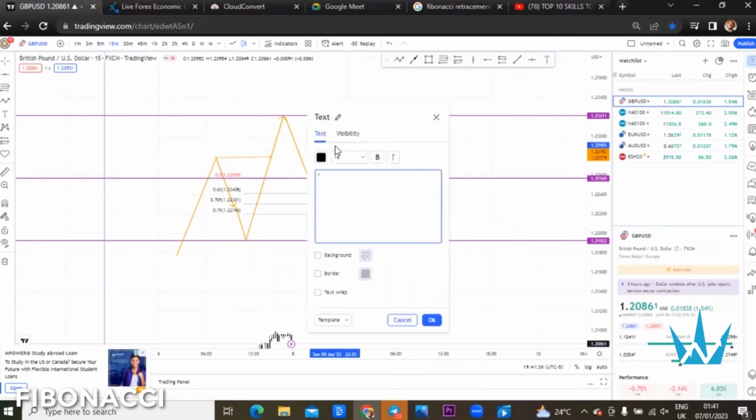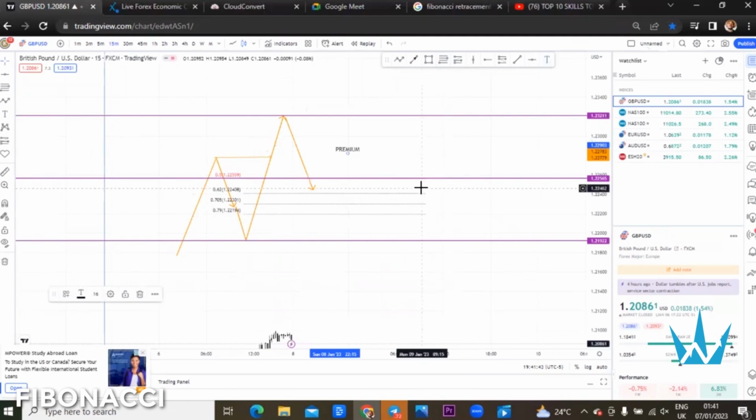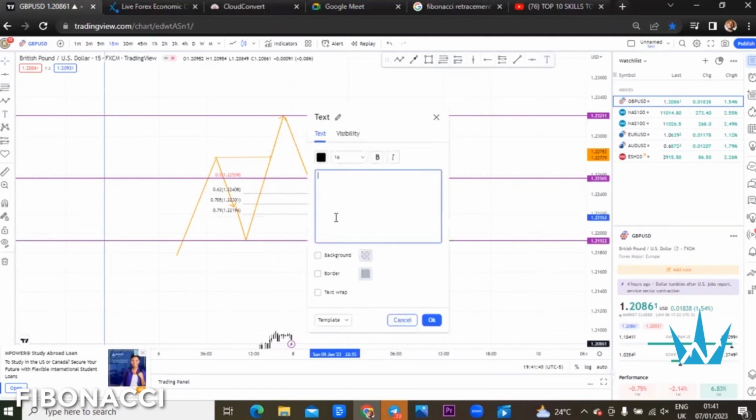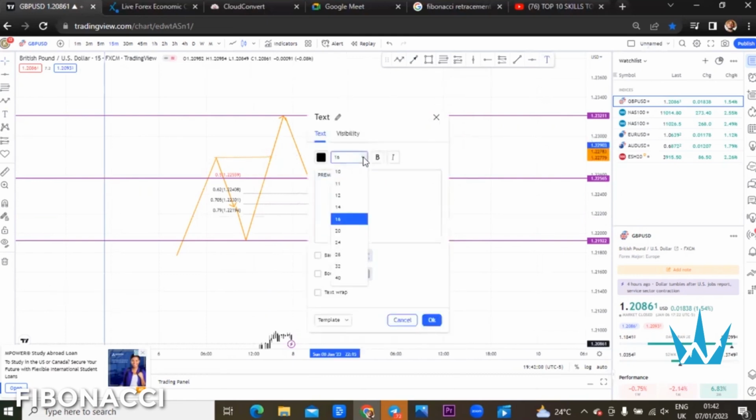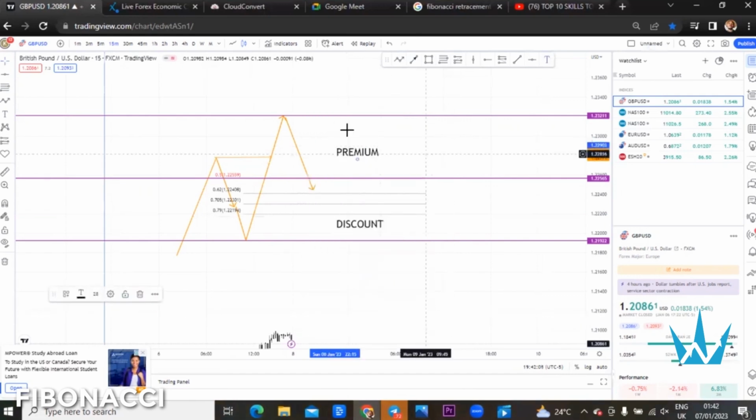This is called a premium and below is called the discount. All right, so premium discount. What do they mean by premium? What do they mean by discount?